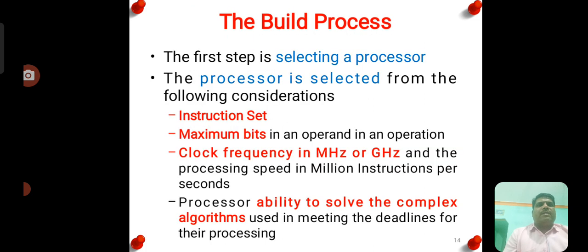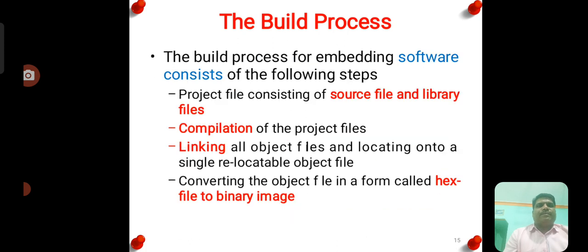In the building process, the first step is selecting a processor. The processor is selected based on the following considerations: instruction set, maximum bits, and clock frequency in megahertz or gigahertz. A processor is judged by its ability to solve complex algorithms while meeting the deadline for the processing.